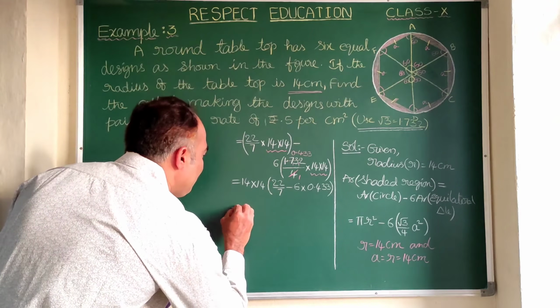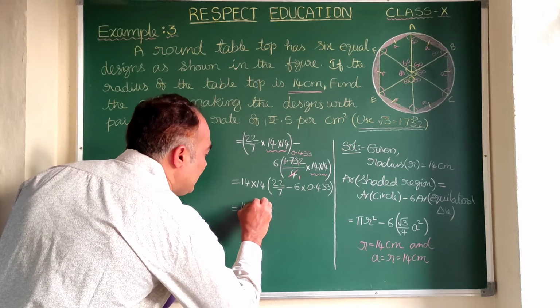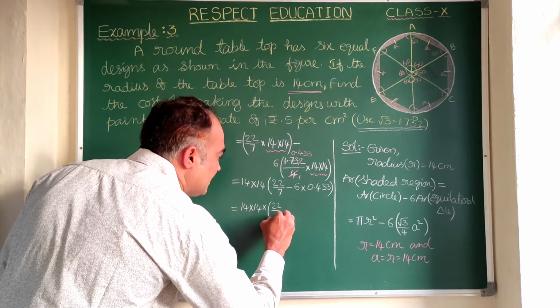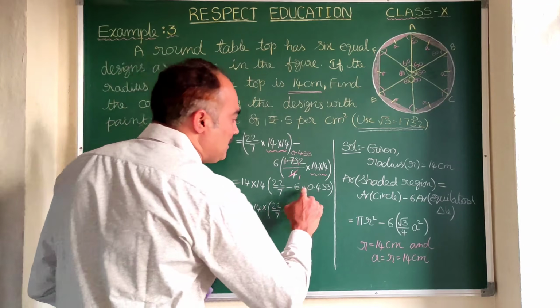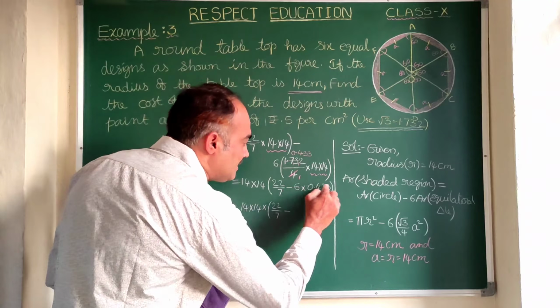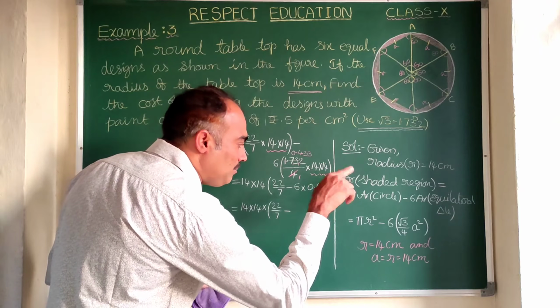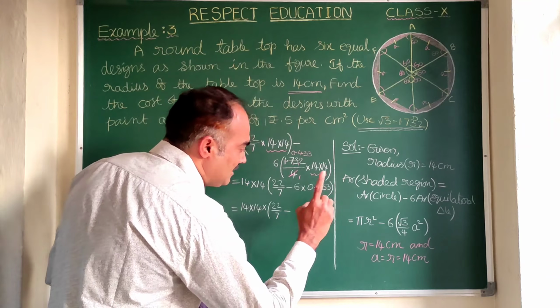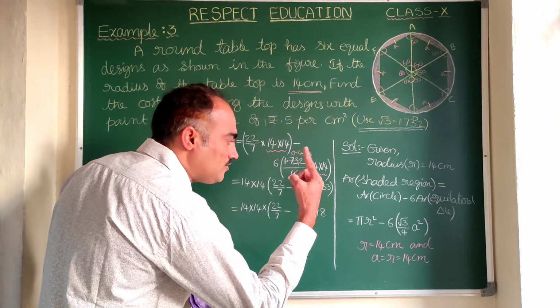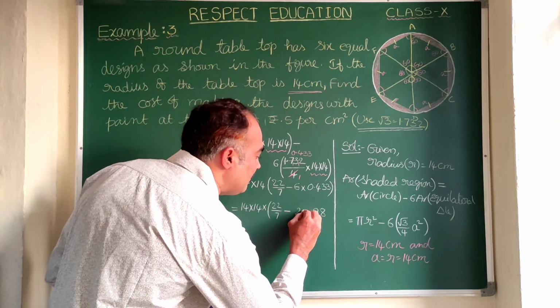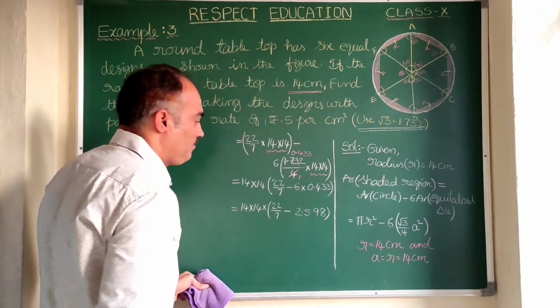Now let us simplify. 14 into 14, let us maintain the same, into 22 by 7 also write as it is, minus, let us multiply this value with 6. 6 3s are 18, so here 1 is there. 6 3s are 18 plus that one 19. Again 1 is there. 6 4s are 24 plus 1, 25. Since the next number is 0, we can write 2.5 directly. So let us write 2.5.